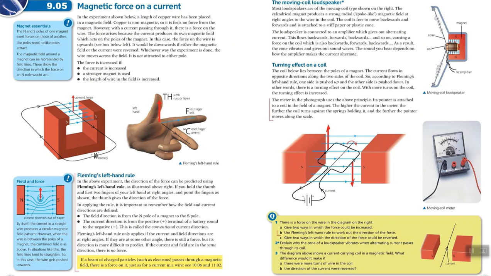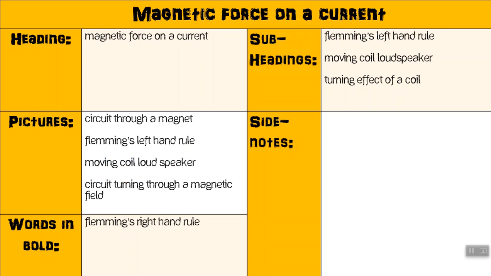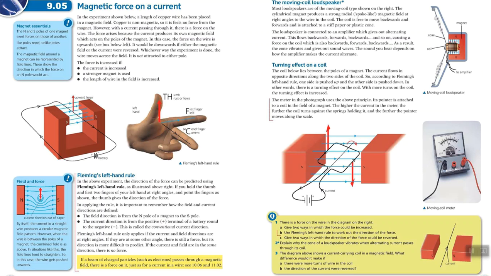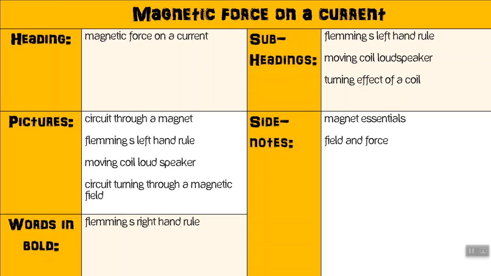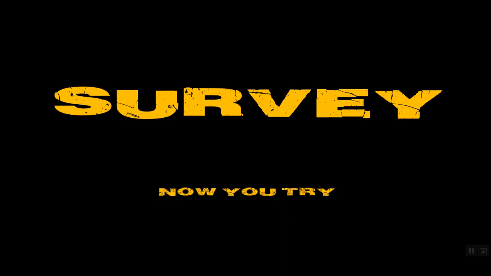Okay, then we go for the words in bold: Fleming's left-hand rule. That's the only one here, and we write it down. And lastly, all the side notes, all the interesting things, or the things that the author wants us to know in order to understand this topic, we write them down. And now we have completed our survey.